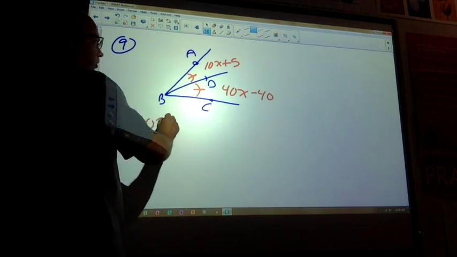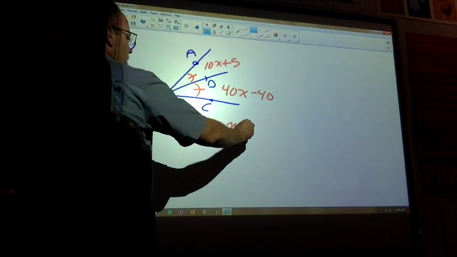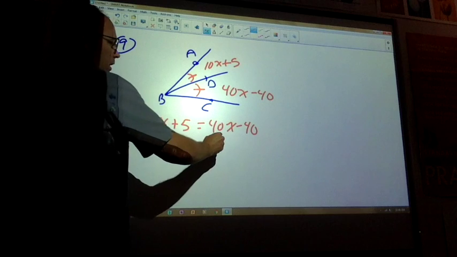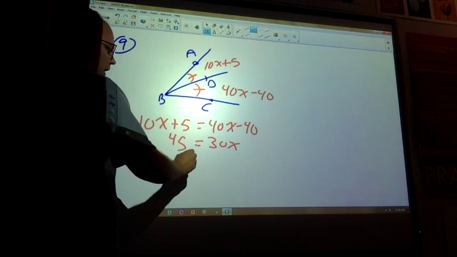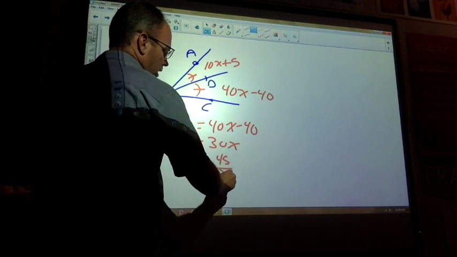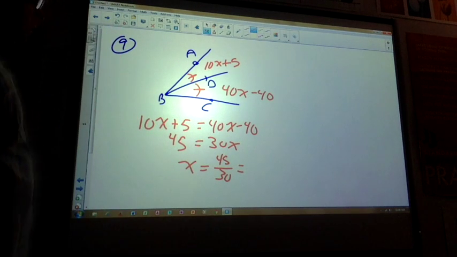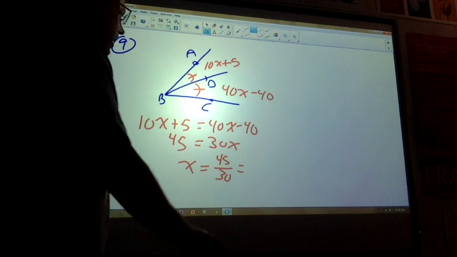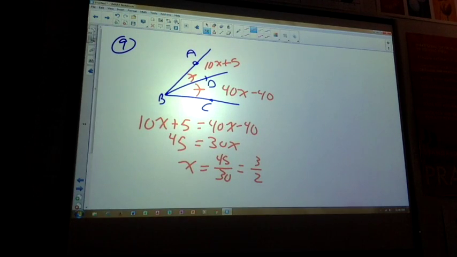Okay, so I get 10x plus 5 is equal to 40x minus 40. Subtract 10x, I get 30x over here. Add 40, so I get 45 over here. So x equals 45 over 30, which reduces to 3 halves, since 15 goes into both. Is that all right? So we found x.